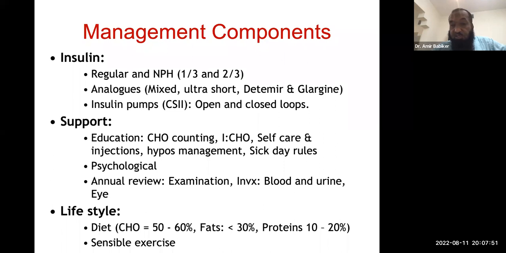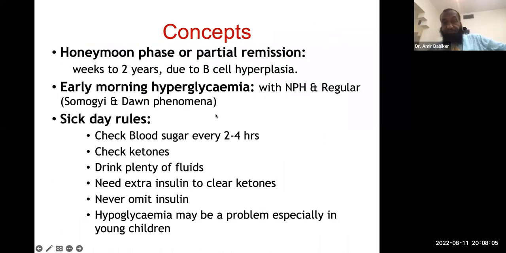فالاكسرسايز if it is not sensible and not matched well with the insulin dose can lead to bad consequences. So it needs to be sensible exercise, should be matched with the insulin and carbohydrate intake. Okay? طيب. طيب الكونسبتس, some concepts are important to be emphasized in the management of diabetes.